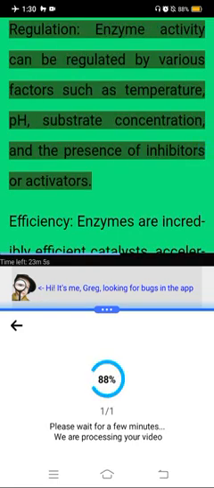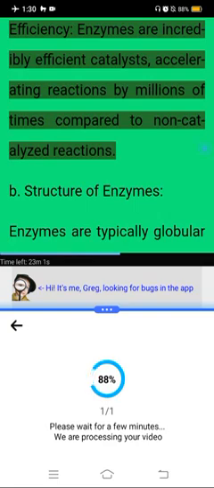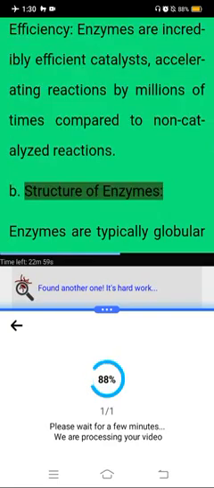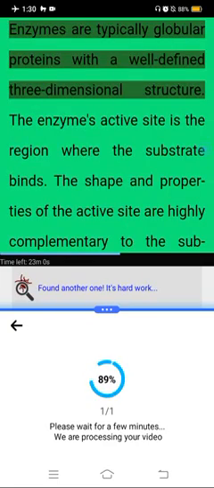Regulation. Enzyme activity can be regulated by various factors such as temperature, pH, substrate concentration, and the presence of inhibitors or activators. Efficiency. Enzymes are incredibly efficient catalysts, accelerating reactions by millions of times compared to non-catalyzed reactions. B. Structure of enzymes. Enzymes are typically globular proteins with a well-defined three-dimensional structure.